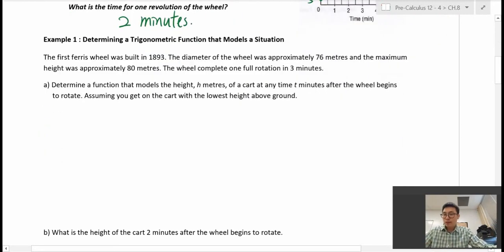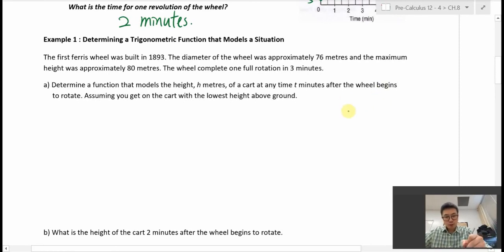It says the first Ferris wheel was built in 1893. The diameter of the wheel was approximately 76 meters, and the maximum height was about 80 meters. The wheel completes one full rotation in 3 minutes. Part A says determine a function that models the height h meters of a cart at any time t minutes after the wheel begins to rotate, assuming you get on the cart at the lowest height above the ground. Okay, so I think doing a sketch really helps.